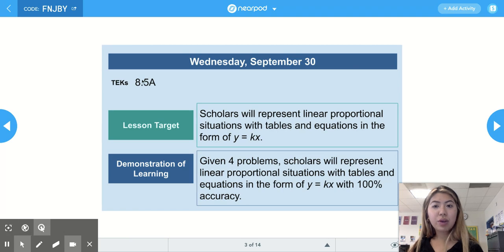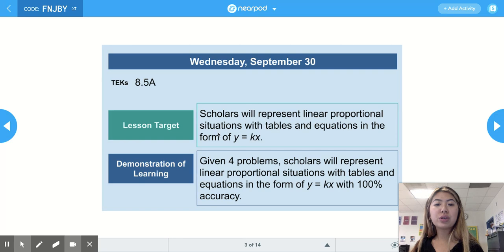Today's TEK is 8.5a. Our lesson target is scholars will represent linear proportional situations with tables and equations in the form y equals kx. Our DOL is given 4 problems. Scholars will represent linear proportional situations with tables and equations with 100% accuracy.